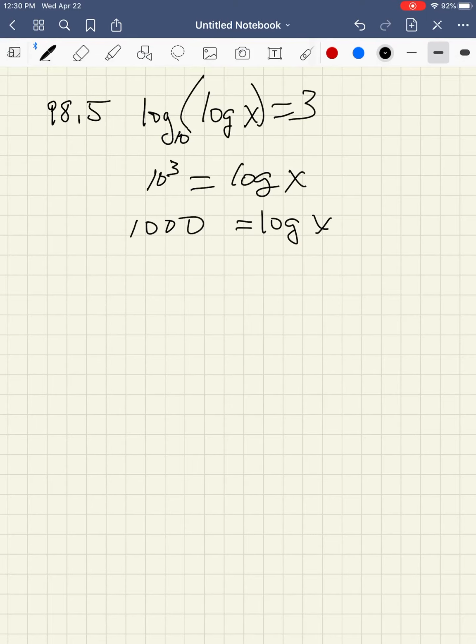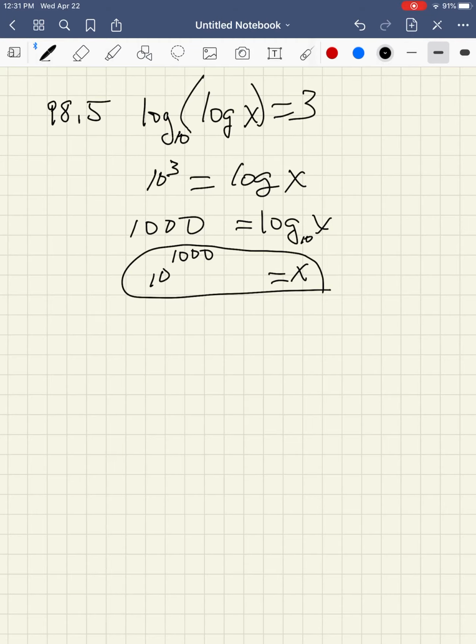And now we rewrite it in exponential form again. So this is again an understood base of 10. So x will be equal to 10 to the 1,000, and you're just going to leave it like that because if you try to put it in your calculator, it's going to give you a nice, ugly error message because it's too big. That would be 1 with 1,000 zeros, and we're not going to write that out anyway. So we're done with that one.